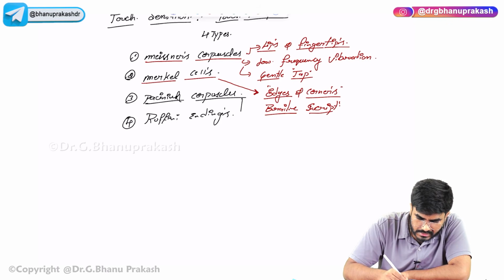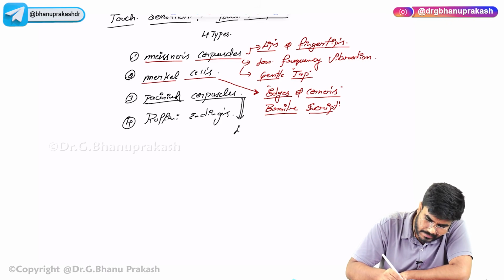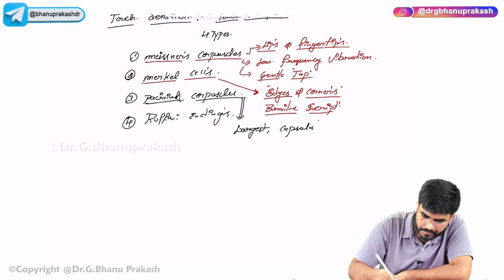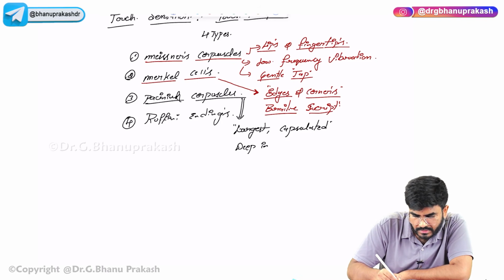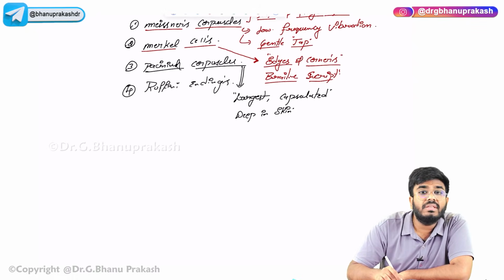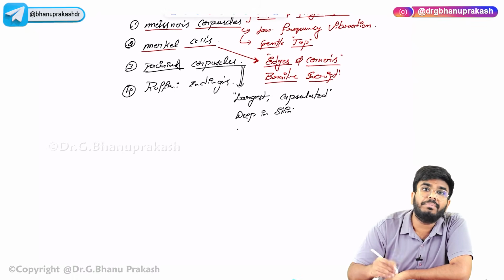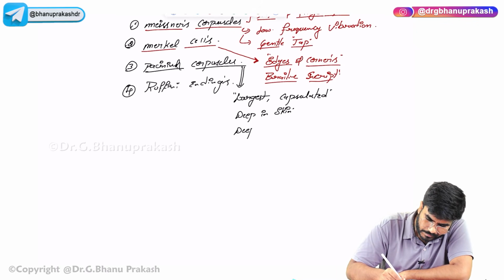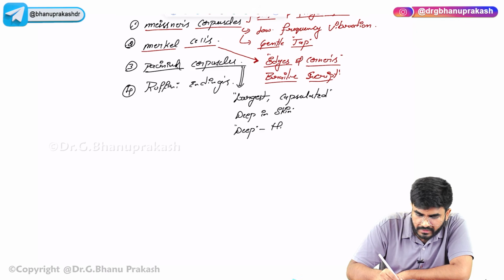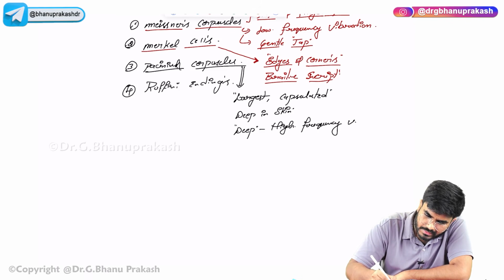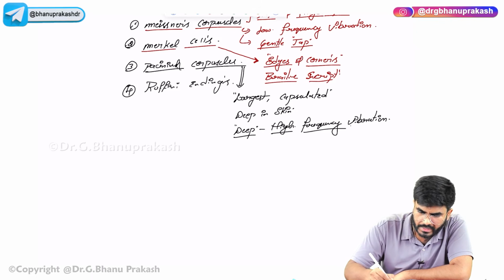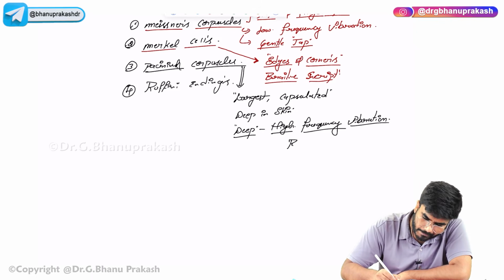Pacinian corpuscles. Out of all the touch receptors, these are the largest, and they are encapsulated. They are present deep in the skin. So which form of touch will they detect? They are going to detect deep touch, high frequency vibrations, and pressure.